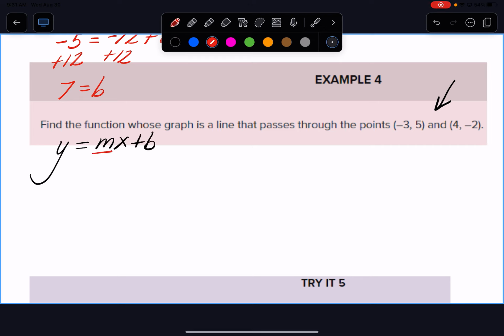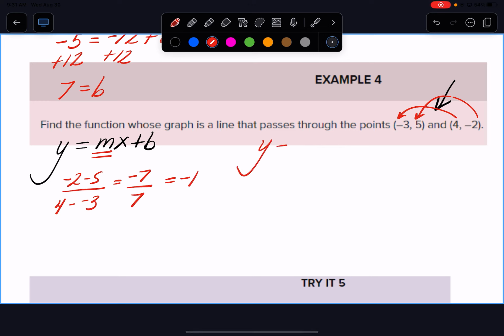Always start with finding the slope. Sometimes the slope is given. In this one the slope is not given, but we know how to find it. Subtract the y values. Divide it by, subtract the x values. So then we're getting -7 divided by 7, which is -1. So then you'd say to yourself, so far I have y equals -1x plus b.